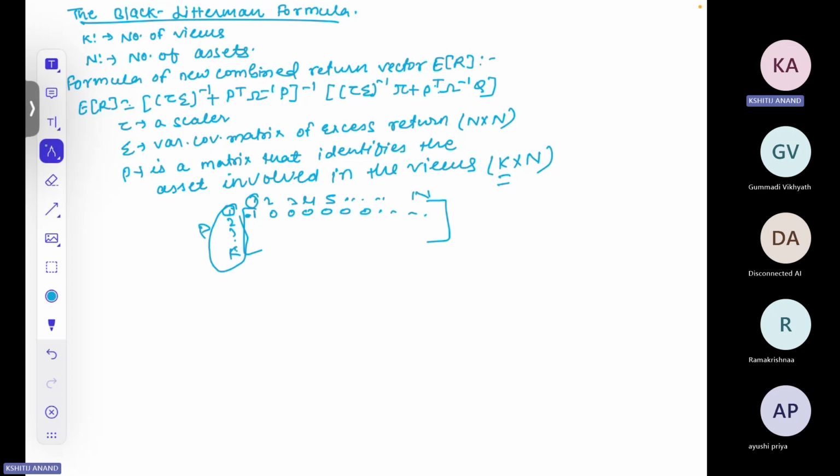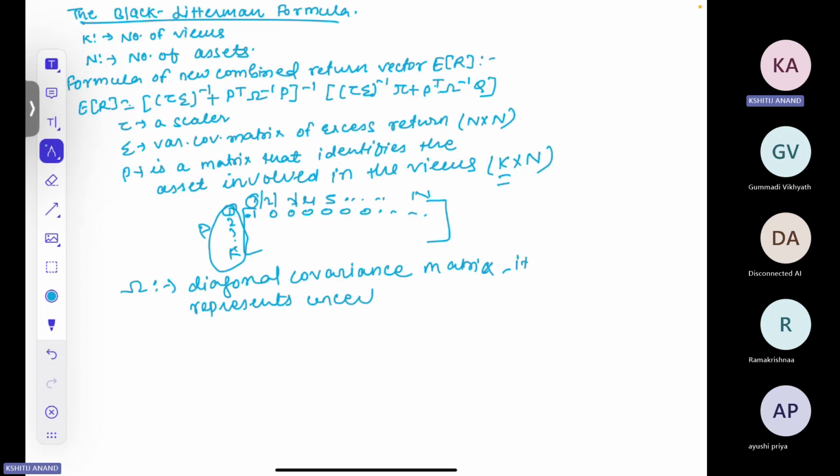Okay. Then we have this. So it is a diagonal covariance matrix. You will only have entries in the diagonal. Everything else will be zero. And it represents the uncertainty of the view. How much certain you are about the views, that is represented by it. So if you are 100% certain, then every entry will be zero.